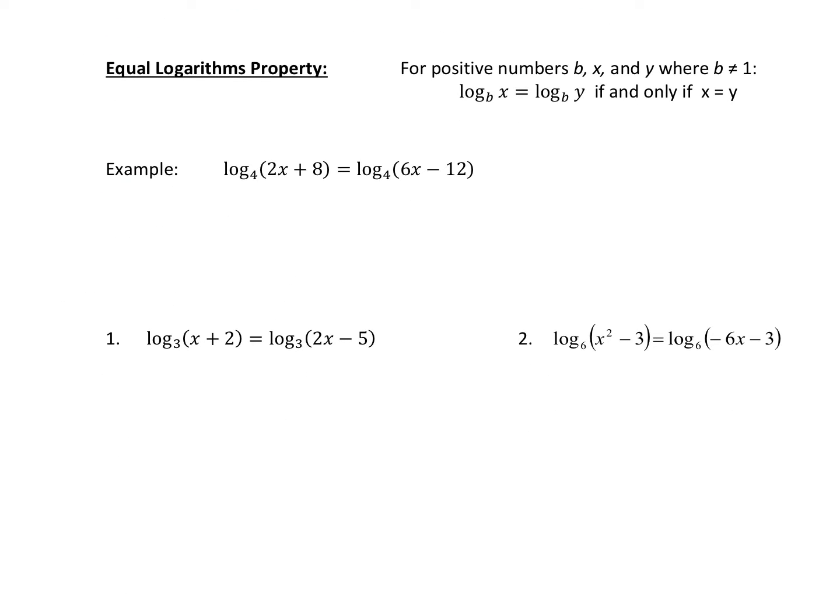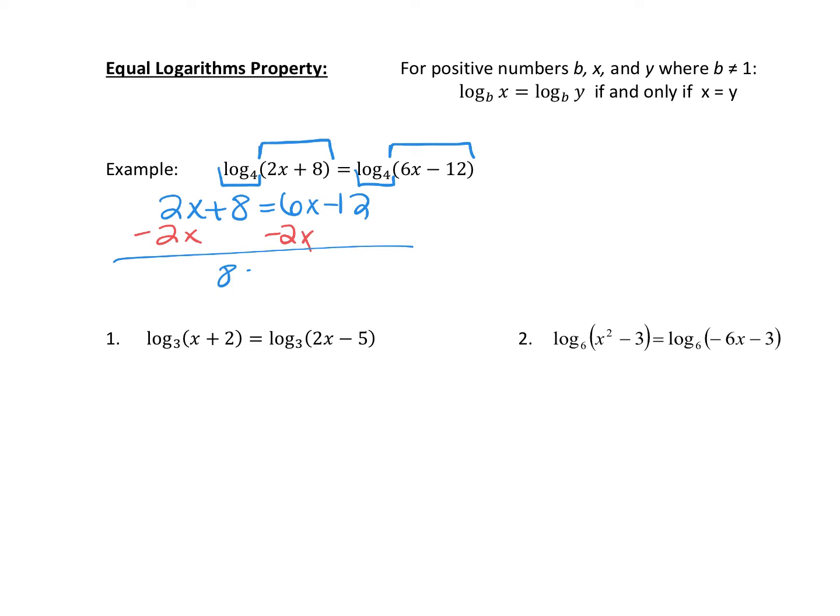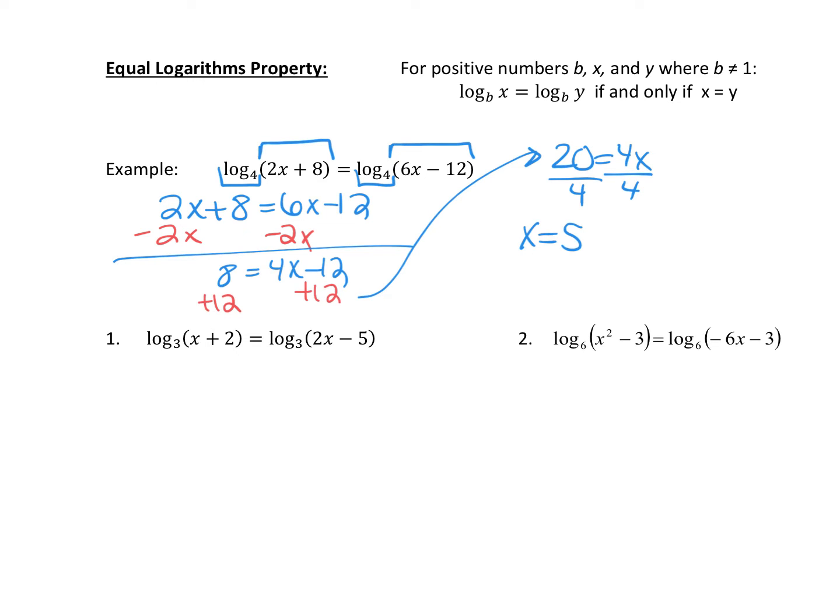In this first one, we have the type where I have logs on both sides, and notice they're both log base 4. Since my bases are the same, I can set my arguments, or my insides, equal to each other. So I'm going to set 2x plus 8 equal to 6x minus 12. I'm going to move my variable to one side, then get the variable alone. So I'm going to get 20 equals 4x, and so x is 5.